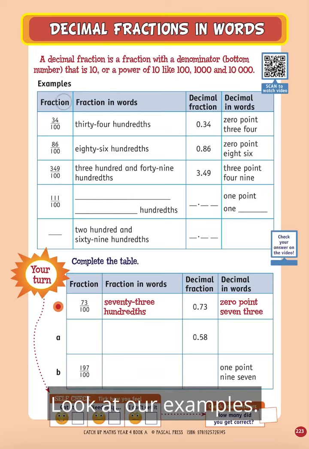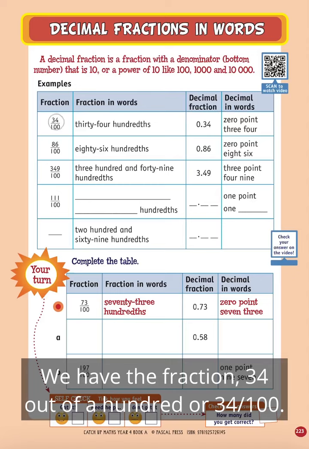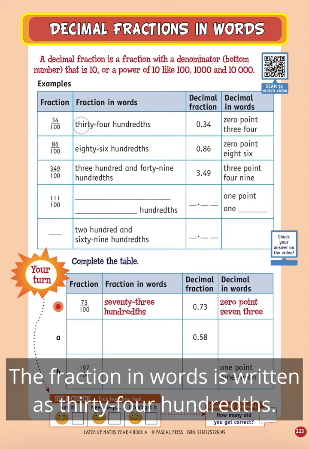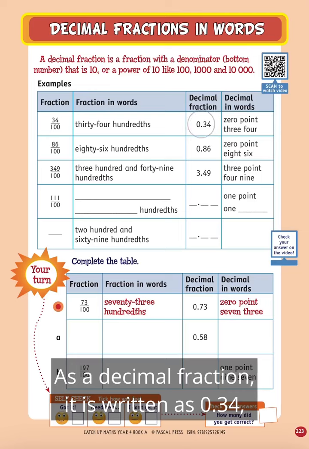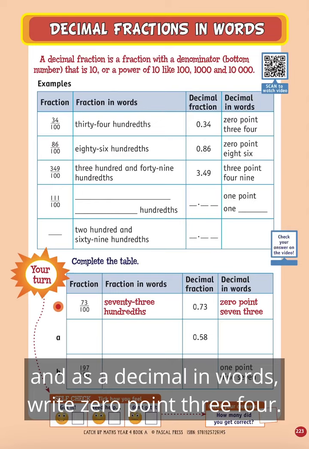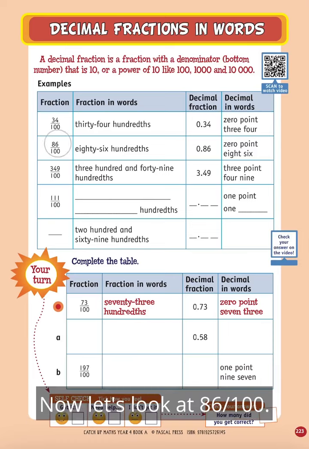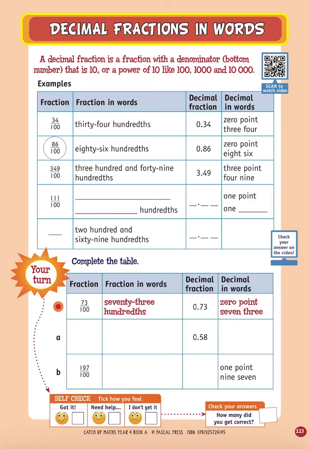Look at our examples. We have the fraction 34 out of 100, or 34 hundredths. The fraction in words is written as 34 hundredths. As a decimal fraction, it is written as 0.34, and as a decimal in words, you write 0.34.